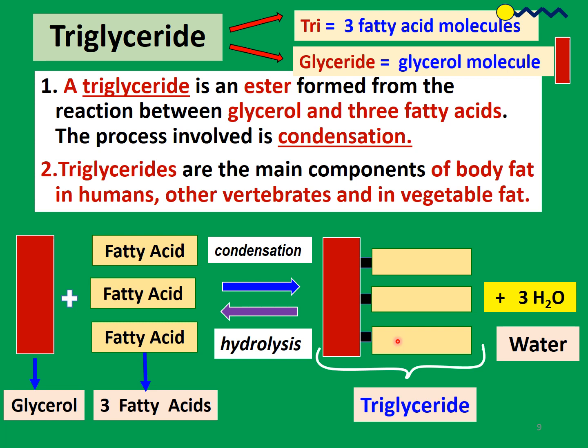Sometimes the fatty acid is depicted as a molecule like what we saw just now, a circle with a zigzag tail. So that's the process of condensation. And then how about the opposite reaction? It is hydrolysis, where the triglyceride is broken down into 3 fatty acids and 1 glycerol molecule with the addition of water. That's the reverse process called hydrolysis. So try and remember this picture in your mind.